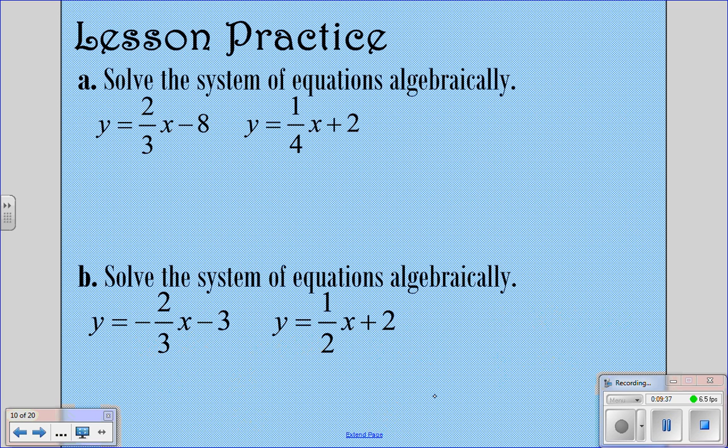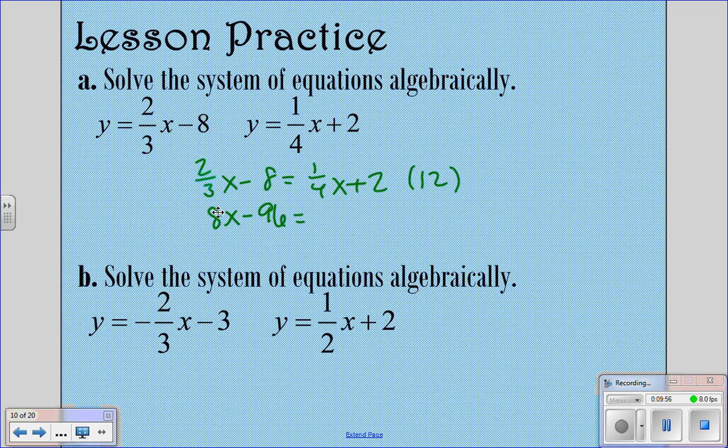So let's try these practice problems. Y'all pause the video and work them out, and then unpause the video once everyone is finished. So we're going to have 2/3 x minus 8 equals 1/4 x plus 2. We're going to multiply this by 12, and so we're going to have 8x minus 96 equals 3x plus 24. So I can subtract 3x to make that a 5x, and add the 96 to make that a 120. And so my x value is 24.